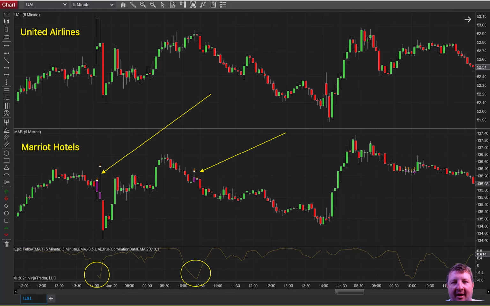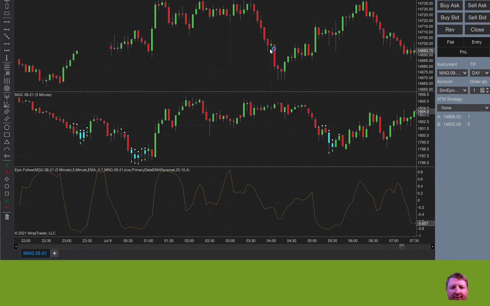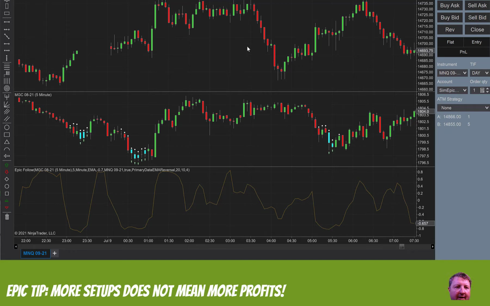You don't have to be in the high-speed computing platform that is the exact millisecond. You can still get in on some of these setups. Let's shift focus now and get started with the actual indicator and the setup for the strategy.